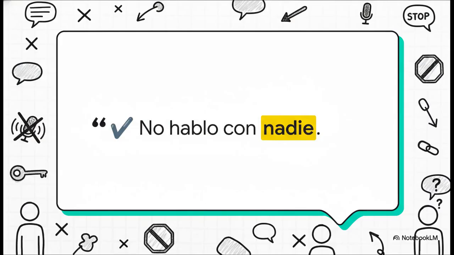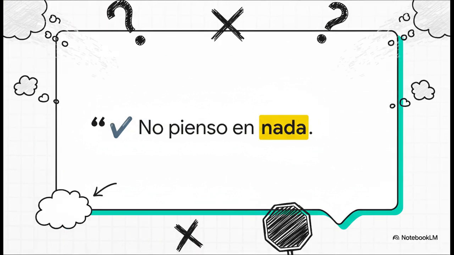And there it is, our perfectly corrected sentence, no hablo con nadie. Seriously, burn this one into your brain. It's the perfect model. You've got no, the verb, the preposition con, and then the negative word nadie. Beautiful. Let's look at another one just to see it in action again. No pienso en nada. I'm not thinking about anything. See? Same exact logic. No, the verb pienso, the preposition en, and the negative word nada.